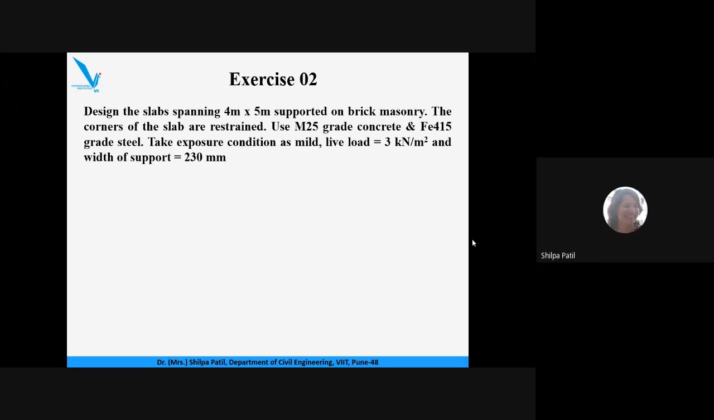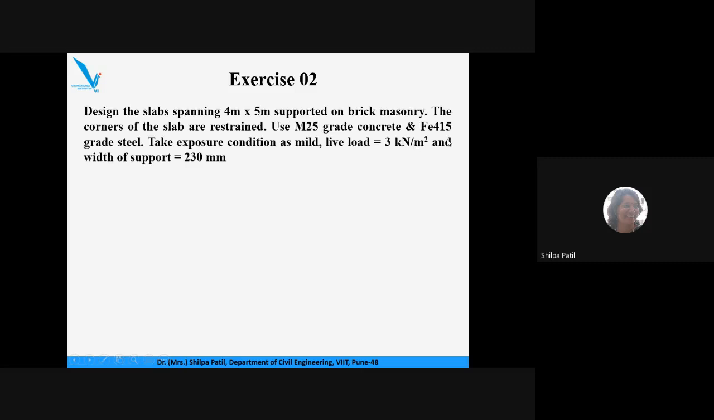Now let us consider the same data, but now we are designing a slab in which the corners are not free to lift. So the same problem statement, only one statement will be different. I will simply read the problem statement. Design the slab spanning 4 meter by 5 meter supported on brick masonry. The corners of the slab are restrained. It means the corners are not free to lift up. It means there will be a torsion development at each corner and we need to design the torsion reinforcement.